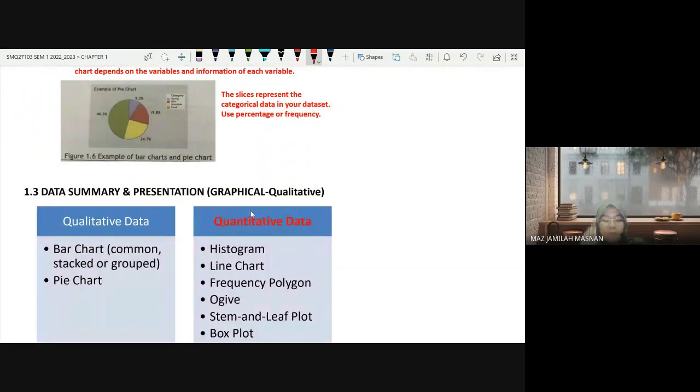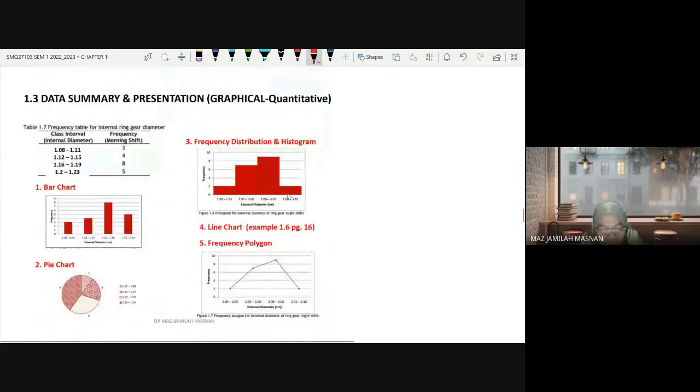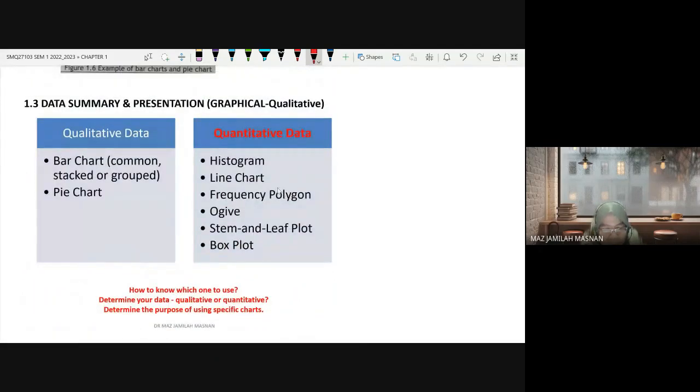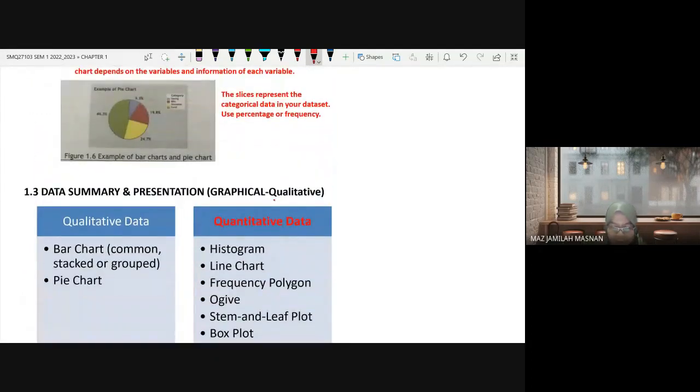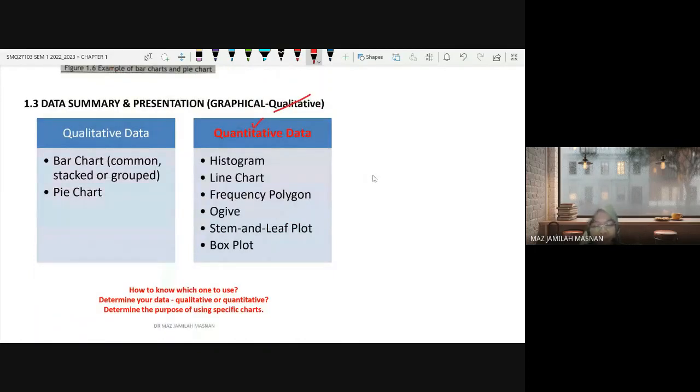Now, let us move to graphical presentation for quantitative data. Is it still qualitative? No, this one is for quantitative. For quantitative data, we can have histogram, line chart, frequency polygon, ogive, stem and leaf, and box plot. Most of the time, the ones we usually use will be histogram, stem and leaf, not stem and leaf plot, but box plot. This one depends.